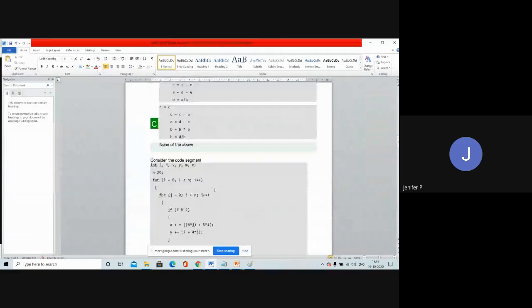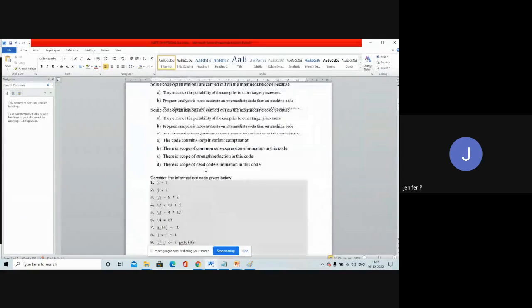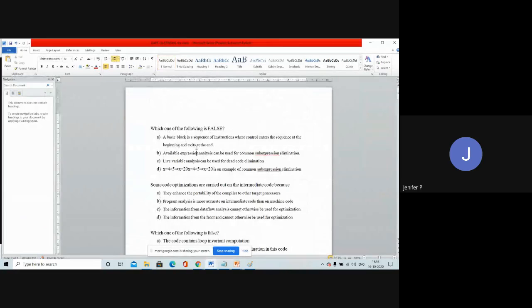Okay, some GATE-based questions I have searched for. There are still more on the net, you can refer to them. So, which one of the following is false? See here, you also try, then we can see the answer. Which one of the following is false?